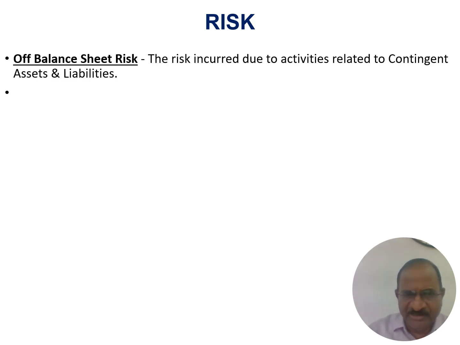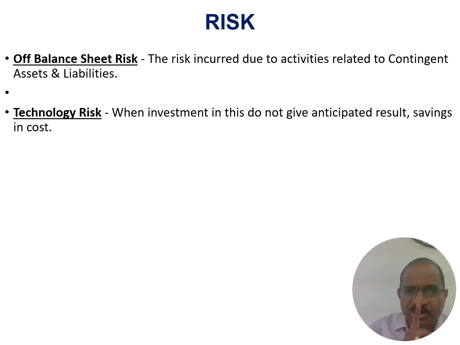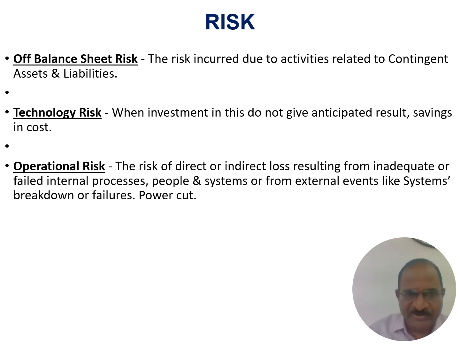Now, off balance sheet risk. The risk incurred due to activities related to contingent assets and liabilities. Technology risk. Why does an institution make an investment in technology? More particularly for saving the cost. Technology risk arises when the investment does not give the anticipated result or savings in cost. Operational risk. The risk of direct or indirect loss resulting from inadequate or failed internal processes, people or systems, or from external events like breakdown or failures or power cut.